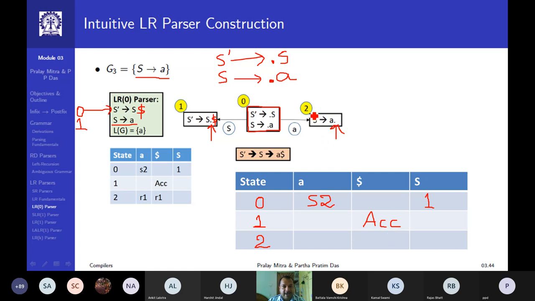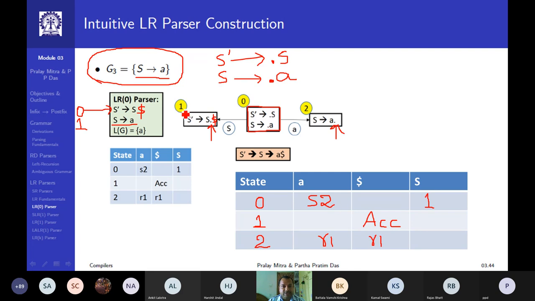Okay. Now standing at state 2, if I see one more A possibly, or if I see dollar, then I will go for the reduction. And reduction by which production rule? Production rule 1. That's why R1, R1. Okay. Now except these entries, all the blanks indicate that there is a parsing error as per this grammar rule G3.